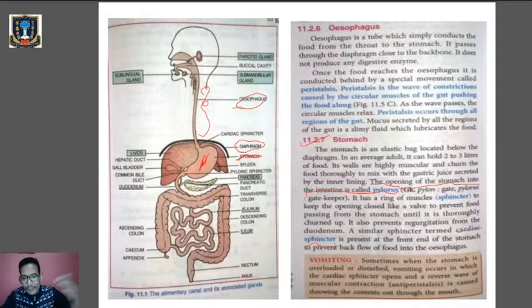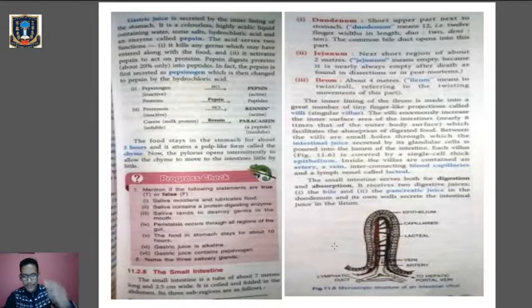Similarly, at the front end of the stomach we have the sphincter called the cardiac sphincter, and you know the function of a sphincter is to prevent the backward flow of the food. So the cardiac sphincter's function is to prevent the backward flow of the food into the oesophagus from the stomach. Clear this one? Now, gastric juices. We have learned that the gastric juice is secreted by the inner lining of the stomach, and this gastric juice is a colorless, highly acidic liquid containing water, some salt, hydrochloric acid, and an important enzyme called pepsin.